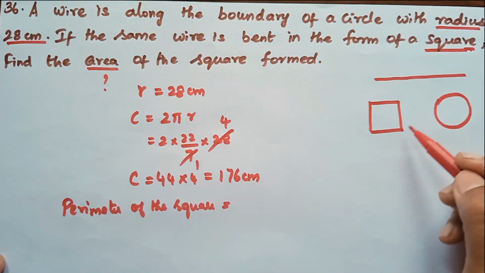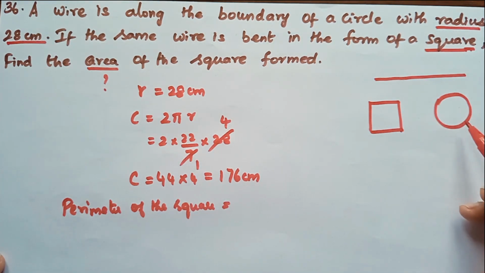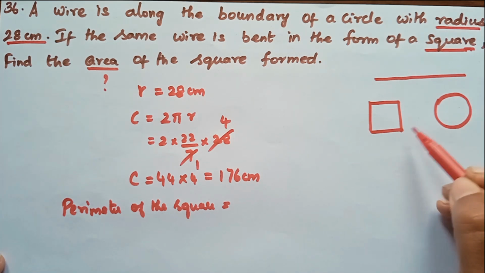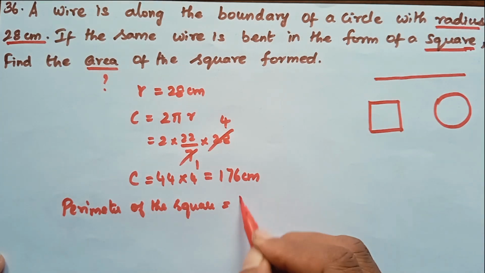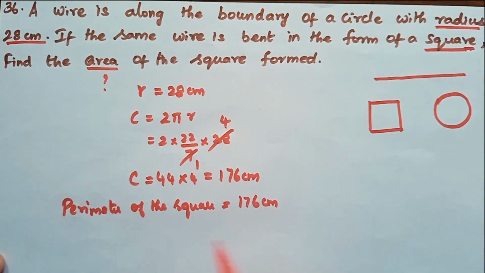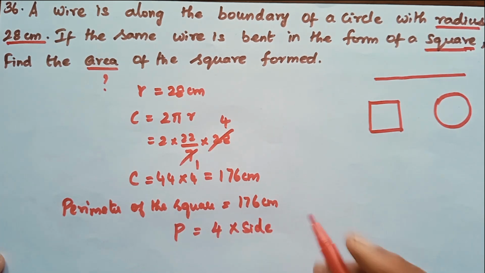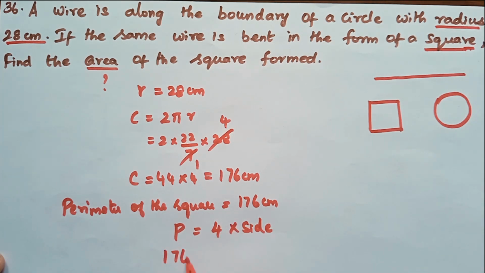With the same wire, they form a square as well as a circle. So the perimeter of the square and the circumference of the circle both will be the same. The perimeter of the square is equal to 176 centimeter. The perimeter of a square formula is 4 into side. So from this, 176 equal to 4 into side.